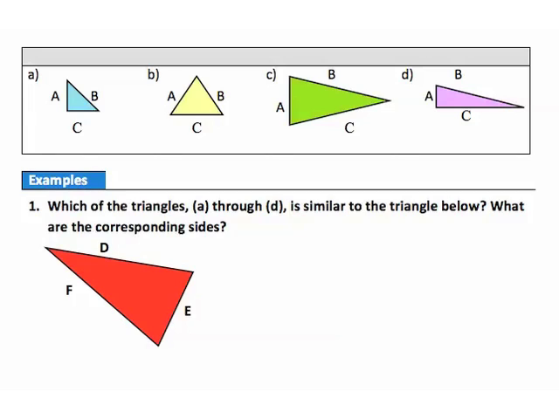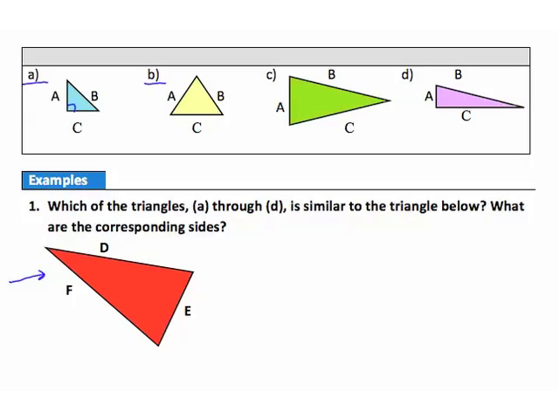Example 1. Which of the triangles A through D is similar to the triangle below, and then what are the corresponding sides? So let's see, if a triangle is going to be similar to the one above, it basically has to have the same shape. Maybe it's an enlargement of it or a shrink of it, but it has to have the same shape. Let's take a look. Triangle A has a right angle in it, so it's a right triangle. Our triangle does not have any right angles, so those cannot be similar triangles.